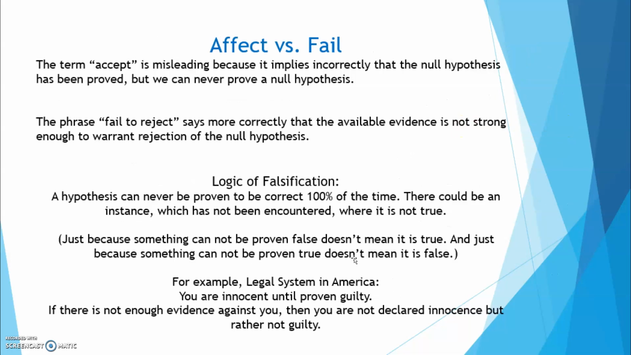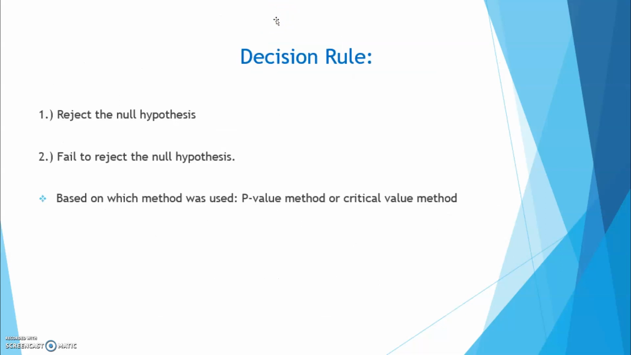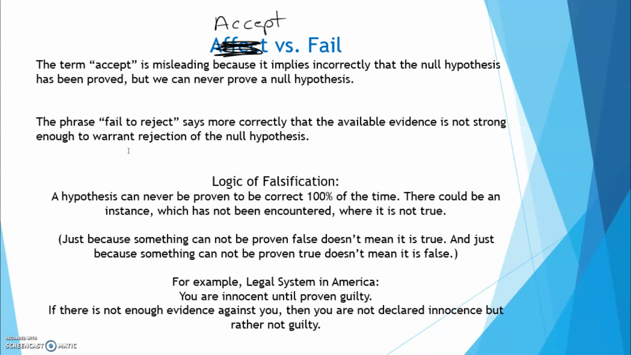And last but not least, reject versus fail. Actually, this should be accept versus fail, not reject, so let me mark that out. With our decision rule, we don't say that we accept the null hypothesis. We say we fail to reject it instead, because we can never really prove that the null hypothesis is actually the case, because there could be a certain event which we didn't consider.